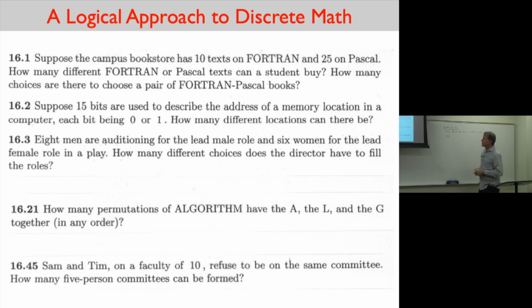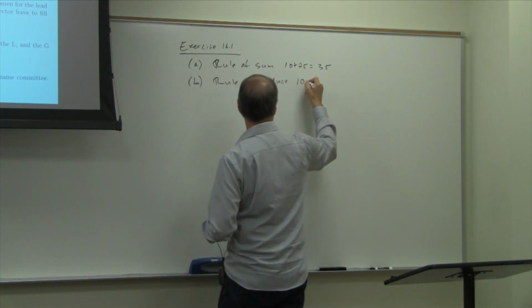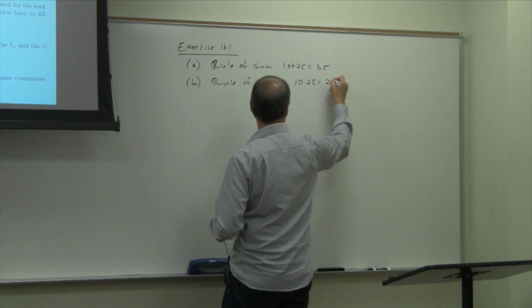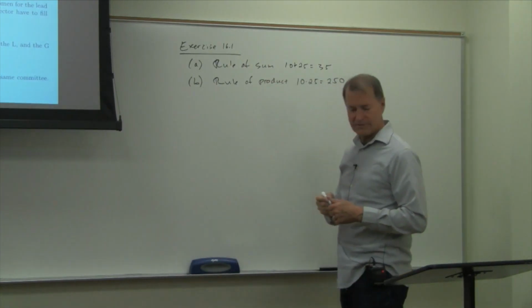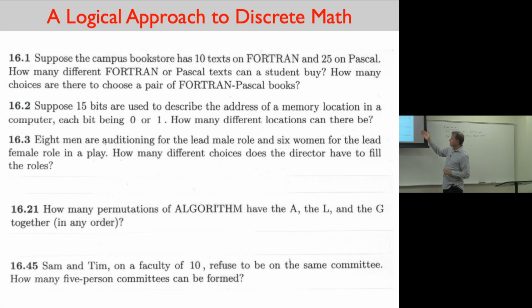It says, how many choices are there to choose a pair? Product. And why is that? Picking 2 things, for the first you have 10 options, and for the second you have 25. So it's like an ordered pair of Fortran and Pascal, the cross product. So this is just the rule of product, 10 times 25. There are 250 ways to make that kind of selection. That's an example of the sum and product rules.